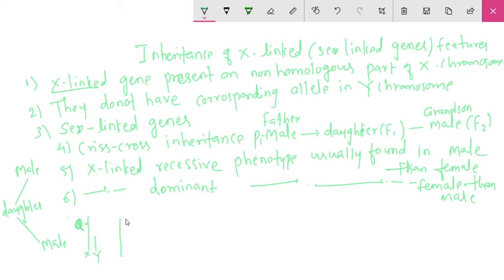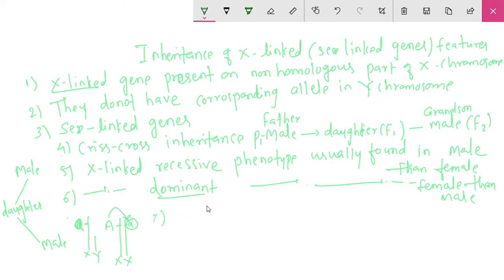But the female has two X chromosomes. So if it has the capital A and the small a, then the capital A is dominant over the small a, so this A is expressed. That means it shows the dominant phenotype even though one allele is recessive. So the female, having two X chromosomes, shows the more dominant character than the male, and the male shows the more recessive character than the female.